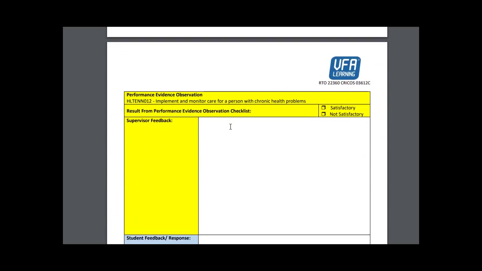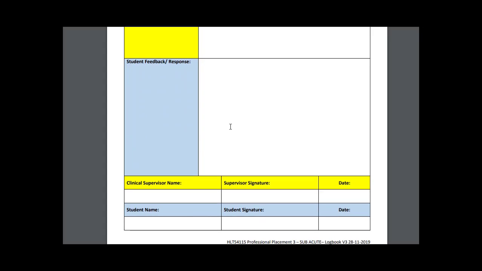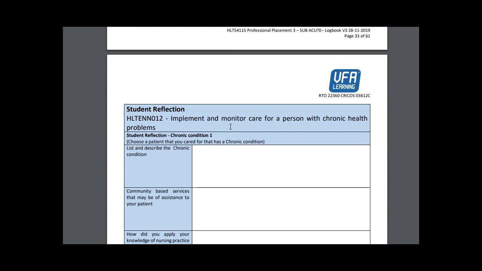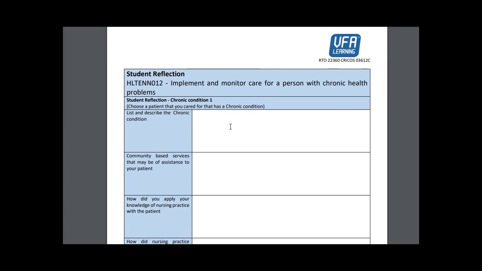That's pretty self-explanatory, just making sure that you're thinking about that early in your placement to get it ticked off, because it will be easy to complete, because like I said, the majority of the people you look after will have a chronic health problem.